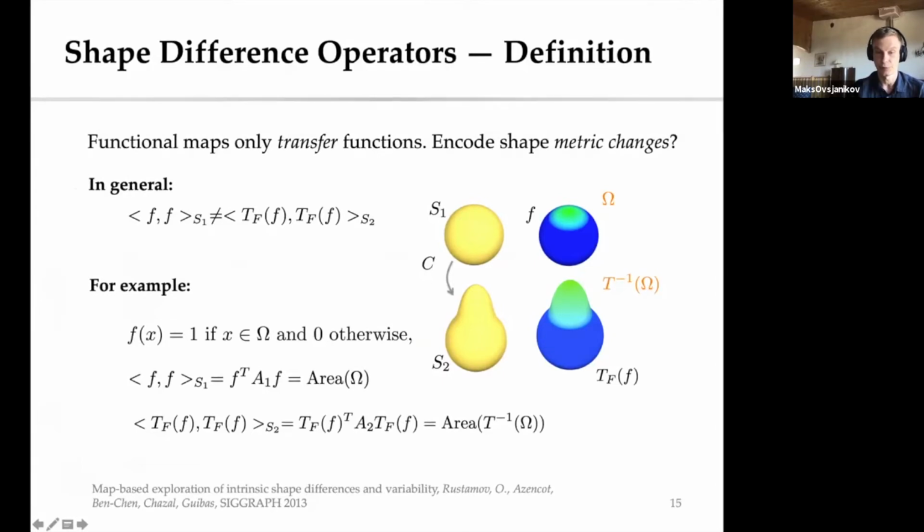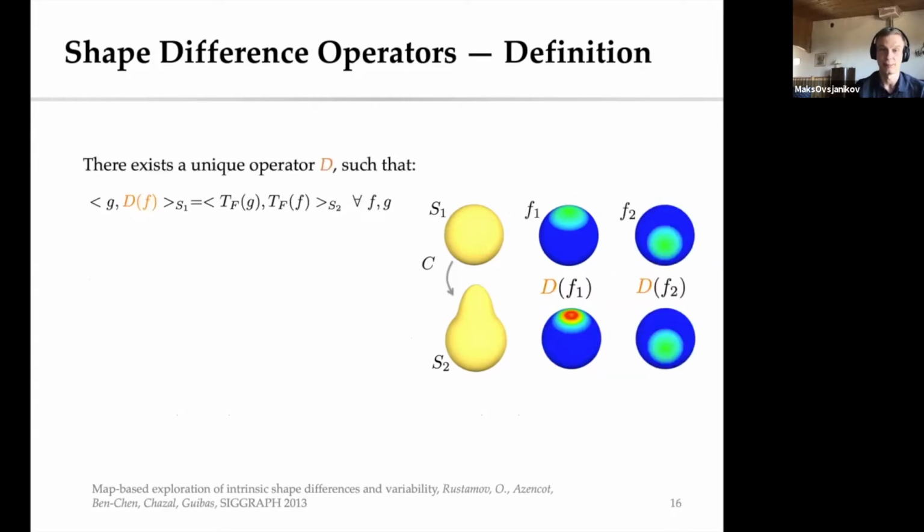And the squared norm of the transferred function is basically the area of the pre-image of the region, right? So if you have two shapes in which the size of the region changes, of course, the norm is not going to be the same. So this is just a fact of life, but you can also construct an operator D that takes functions and corrects them for this change of norm. So in this 2013 paper, we introduced these operators that we call shape difference operators. This construction is very general and universal, but in the context of shape analysis, this is useful for encoding distortions across shapes.